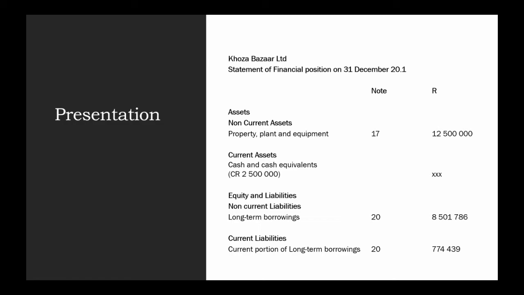And then under current assets for cash and cash equivalents, since Khoza Bazaar used the 20% of the 12,500,000 from their cash reserves, we recognize it under cash and cash equivalents. And then also for non-current liabilities, long-term borrowings are recognized as 8,501,786. And then lastly, the current portion of the long-term liabilities, which is 774,439.